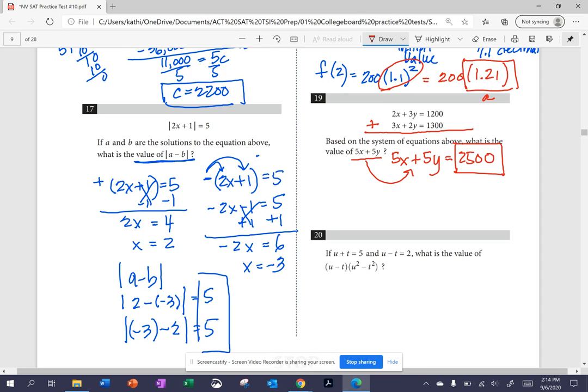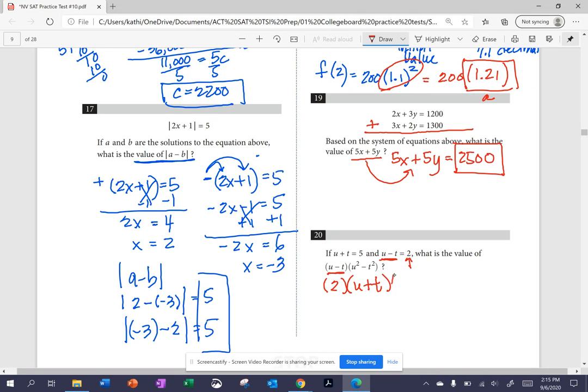Number 20. If u plus t equals 5 and u minus t equals 2, what is the value of u minus t times the quantity u squared minus t squared? Okay, so I see u minus t equals 2, so I can substitute 2 here. And then I see u squared minus t squared is really the difference of perfect squares.